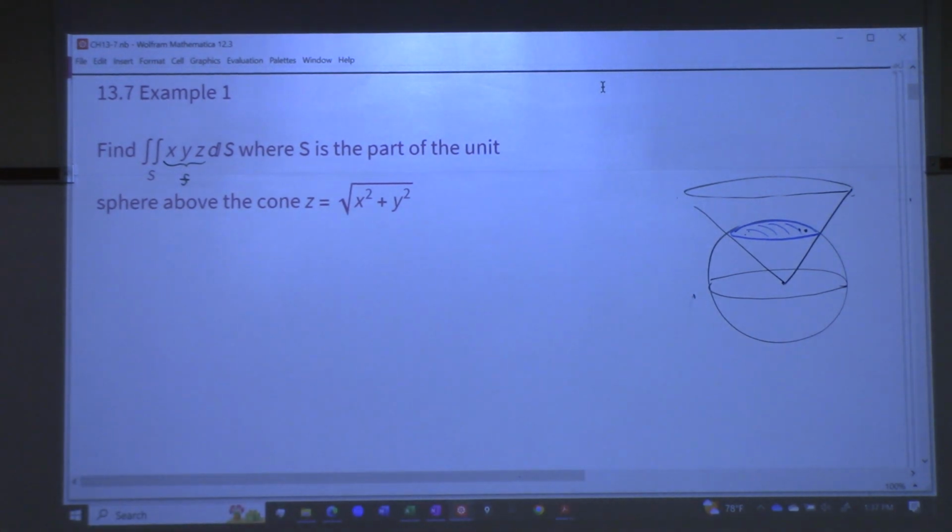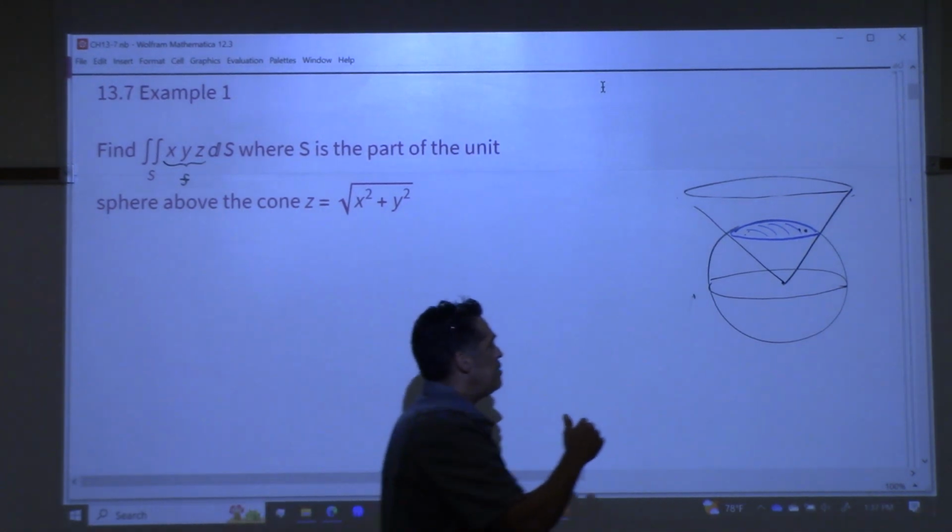Oh, okay. Yeah? We need to draw that. We need to draw that. That is part of a sphere, isn't it?